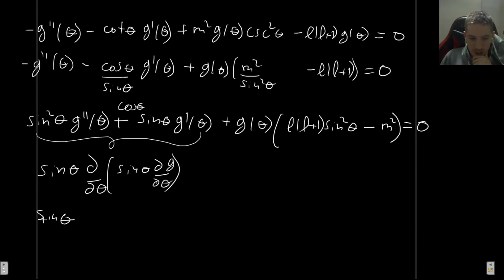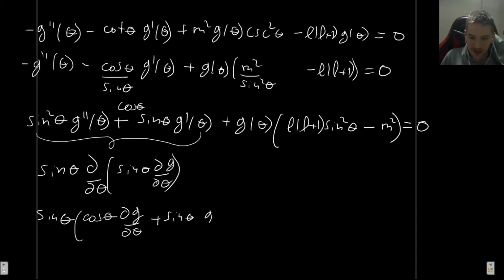Okay, so we have this sine theta, and then the derivative of this, which would be, well, derivative of sine is going to be the cosine of theta times this. This is the product rule, d theta, which we might as well just write as g prime. It's what I wrote as g prime before, plus sine theta.